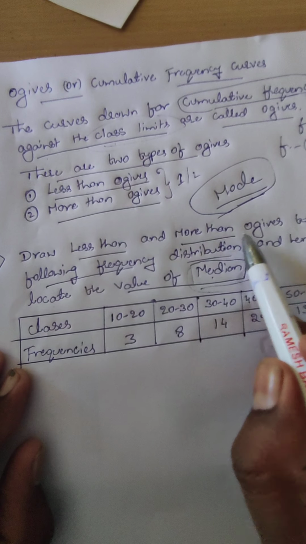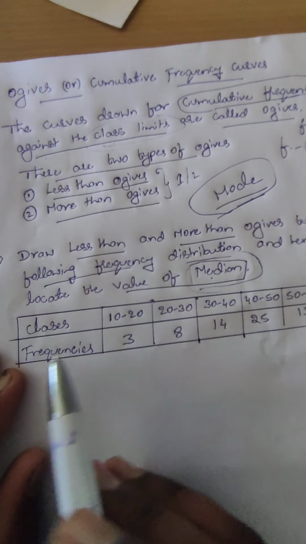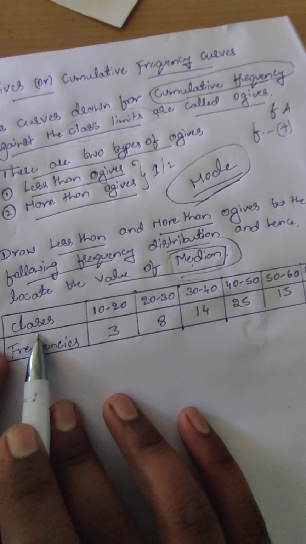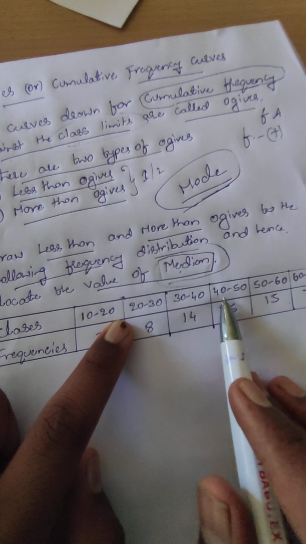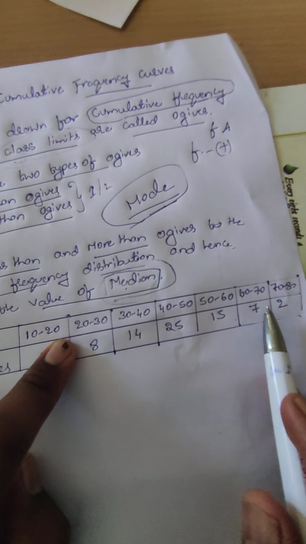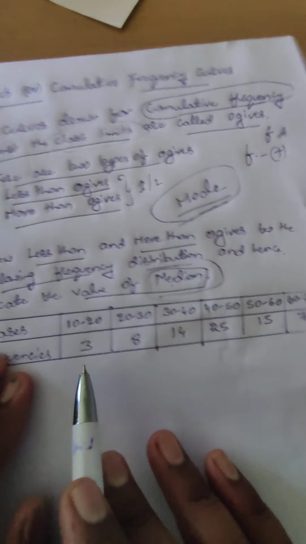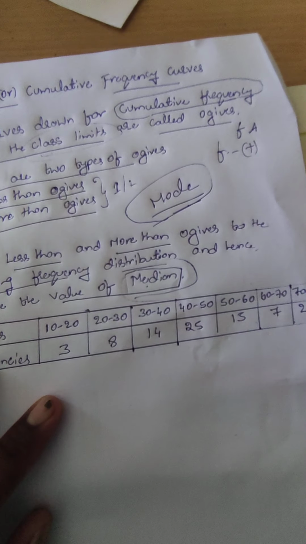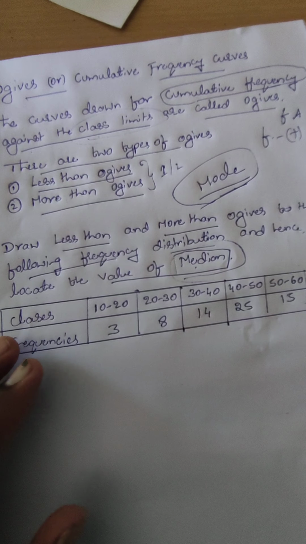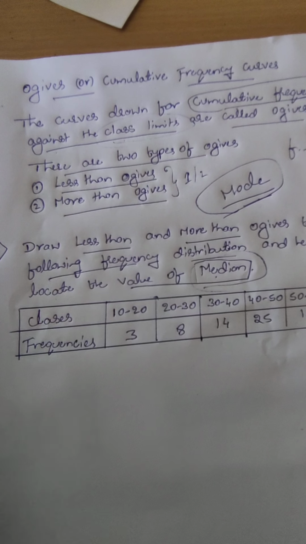Draw less than and more than ogives to the following frequency distribution, hence locate the median. Next, they have given the classes, meaning class intervals: 10 to 20, 20 to 30, 30 to 40, 40 to 50, 50 to 60, 60 to 70, 70 to 80. Next, they have given the frequencies: 3, 8, 14, 25, 15, 7, 2. Based on this given information, we have to draw less than and more than ogives. After that, we have to identify the median.